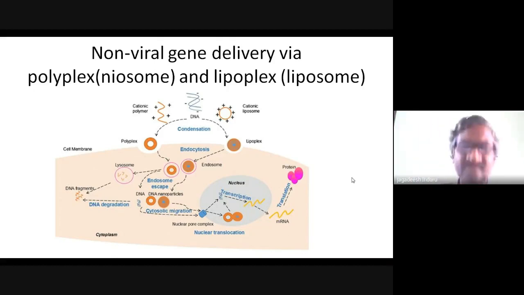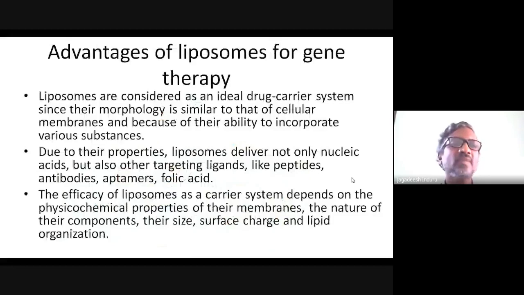We will see why, because in your 5-mark and 10-mark questions in the exam, you need to write a little bit deeper. We will see the advantages of liposomes for gene therapy. Liposomes are considered an ideal drug carrier system. Why? Their morphology is similar to the cellular membrane. This is actually the beauty of it.